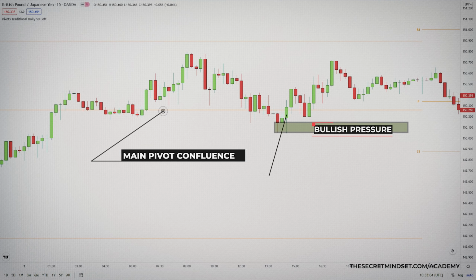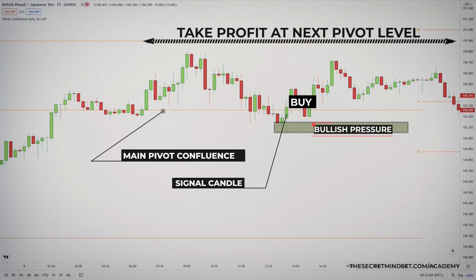So when you spot a pressure zone that forms at the pivot level, that's a high probability trade. Also, the take profit aspect becomes much easier. You exit a part of your position at the next pivot levels.